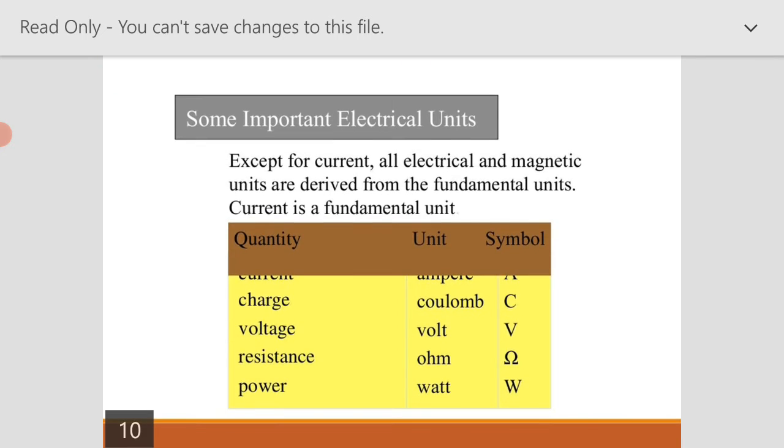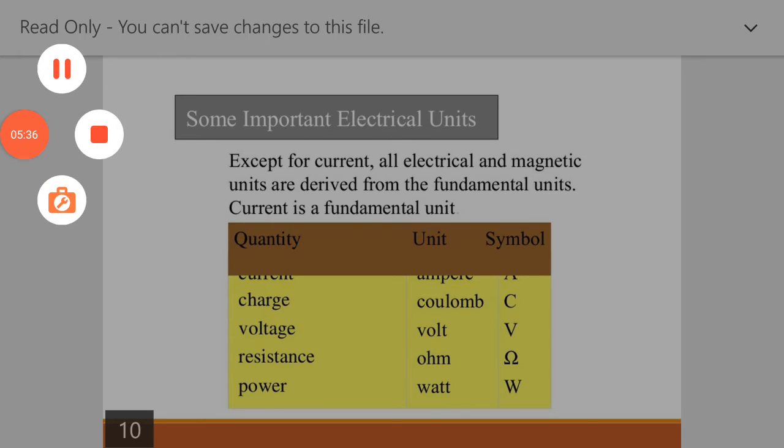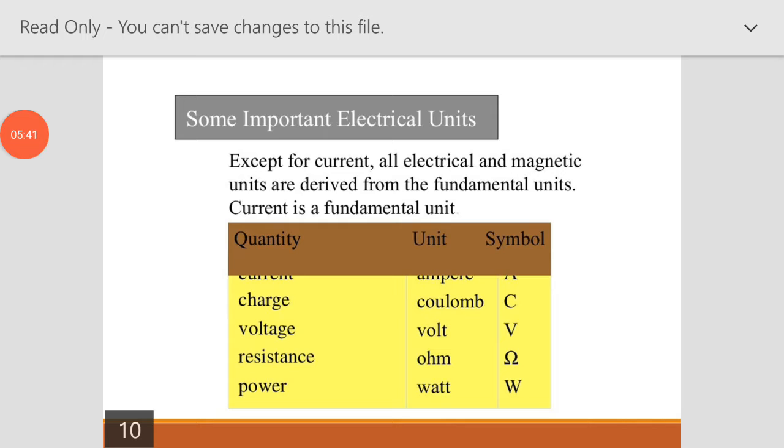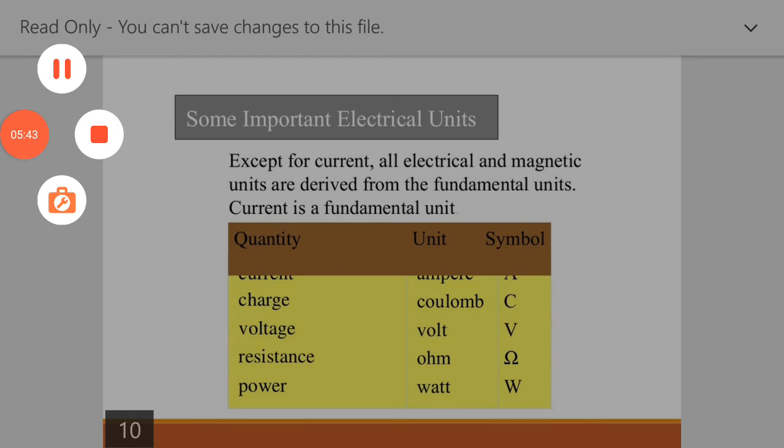Some important electrical units are charge, voltage, resistance and power. The unit for charge is coulomb, denoted by C. After that, voltage, denoted by V, and resistance, whose unit is ohm and the symbol is as shown in the slide. After that, power, the unit is watt, denoted by W. These are some of the most important electrical units which are used in practical as well as engineering work.